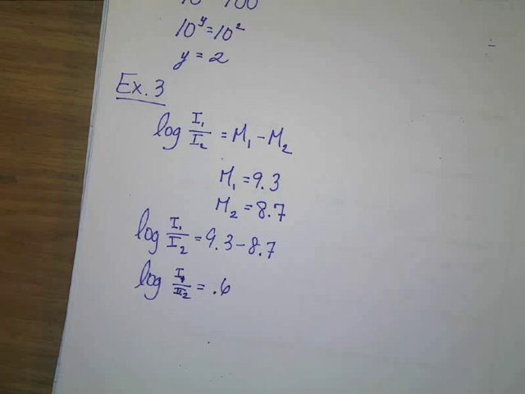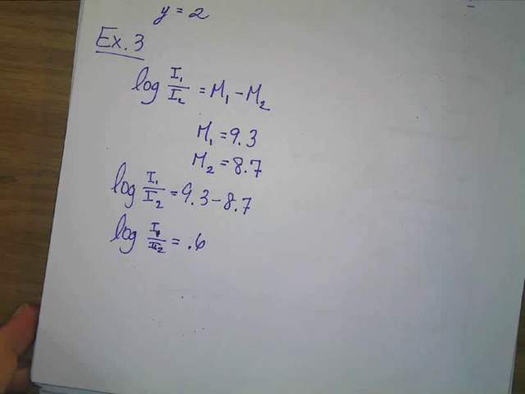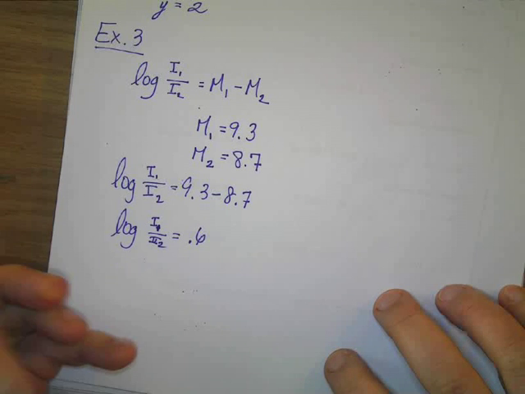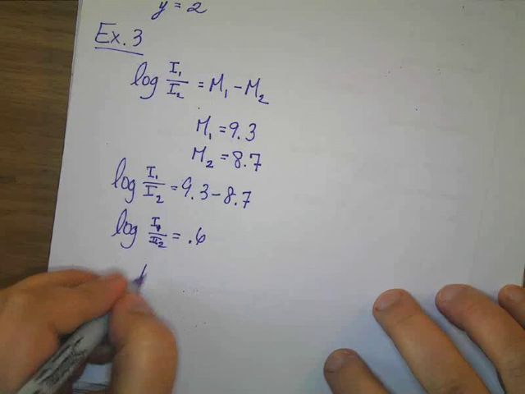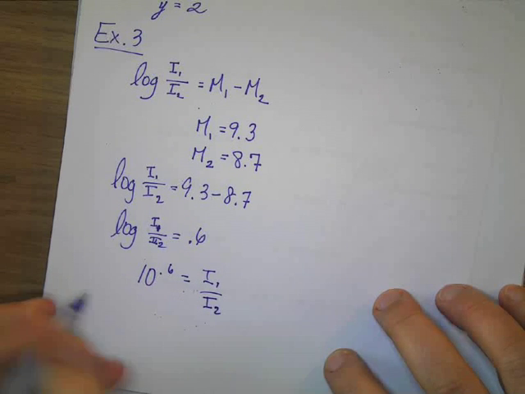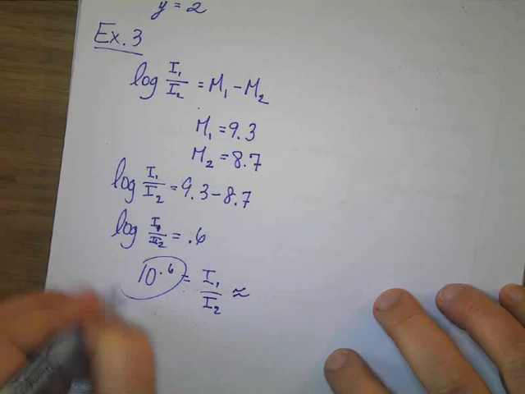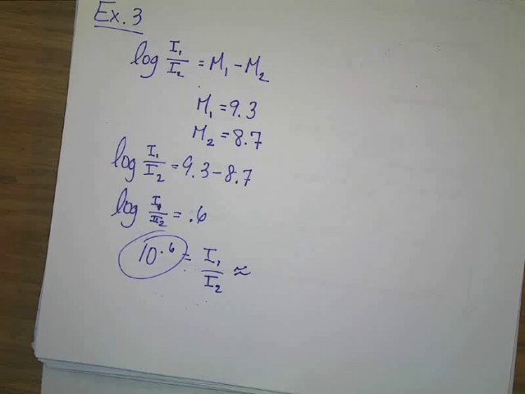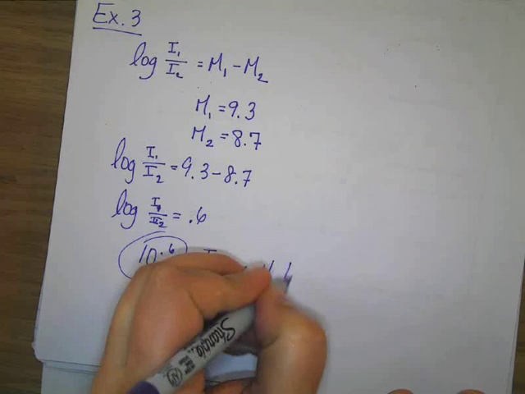We're going to change this to exponential form. What's my base? 10. So 10 to the 0.6 is the same as the ratio of the intensities. I want to know approximately how much more intense, so I'm going to figure out what 10 to the 0.6 is in my calculator. That's about how many times more intense the first earthquake was than the second. Does that make sense? What is 10 to the 0.6? 3.98, so it's about 4 times more intense.